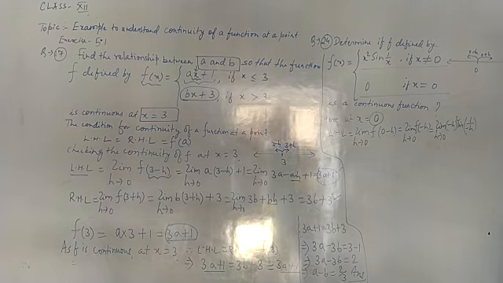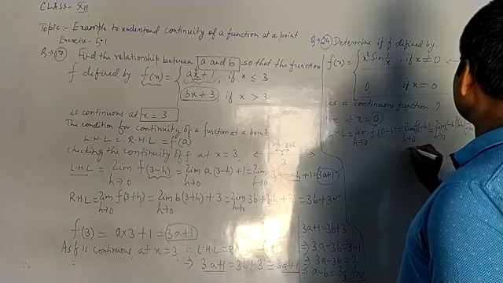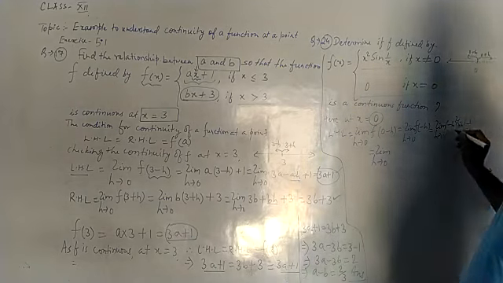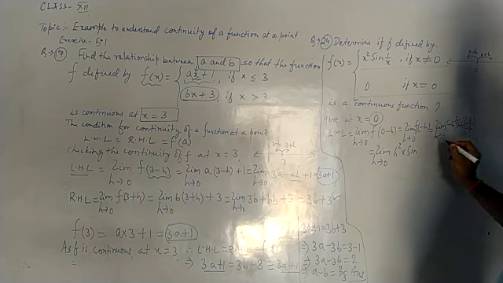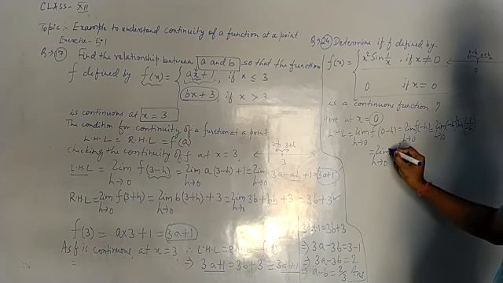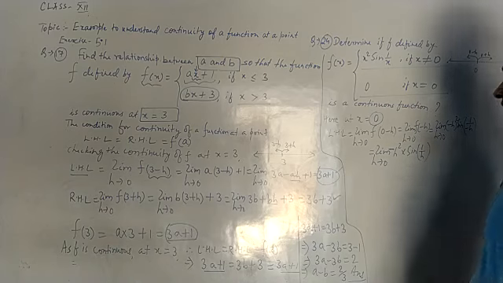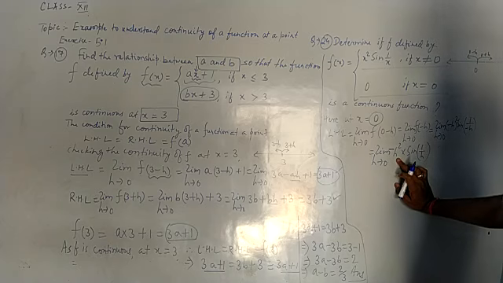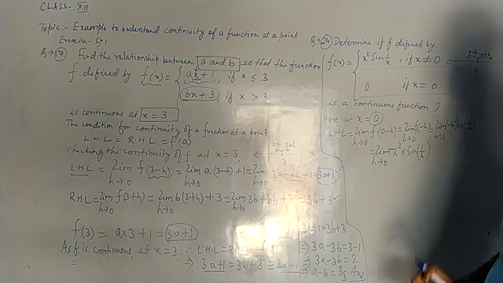So it will give you limit h tends to 0, (minus h) whole square, which means h square, multiplied by sine. Now, sine of minus theta is minus sine theta, so minus sine 1 by h. Now we will try to put the limit. If we put h tends to 0, h square becomes 0, and 1 by h.